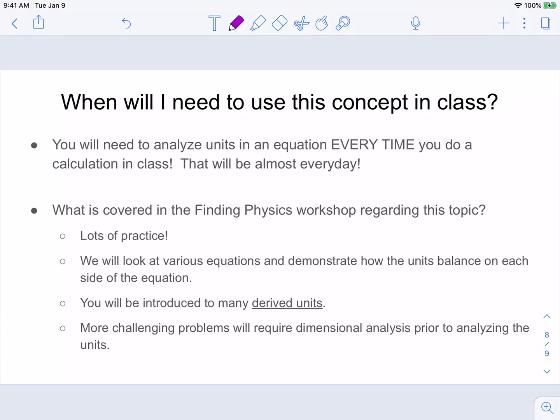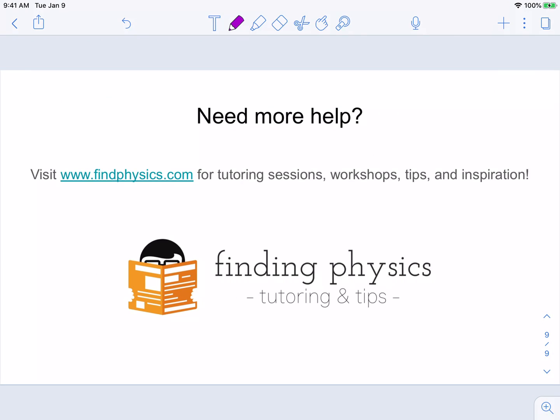So what would be covered in the Finding Physics workshop? Lots of practice, taking a look at equations and seeing if the units balance out on either side. And then we'll also be discussing other derived units, like how I talked about a joule being a derived unit. We'll talk about some other ones that you might see just to get you a little bit familiar, just a little exposure. And we'll be doing a little more challenging problems with dimensional analysis prior to being able to analyze your units. That's what the workshop will include.